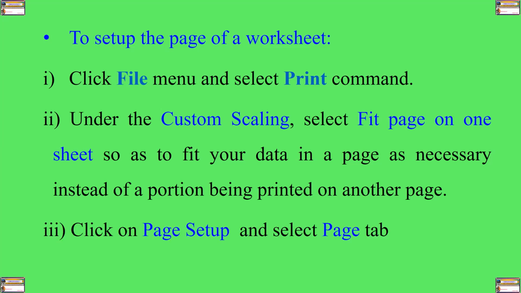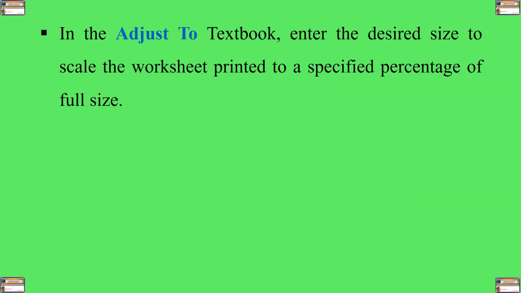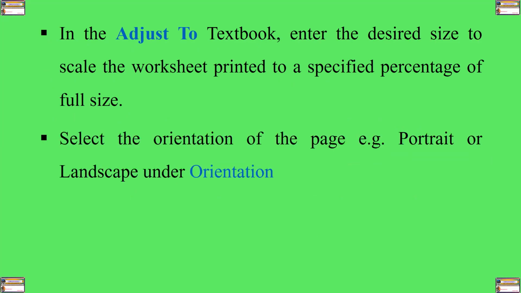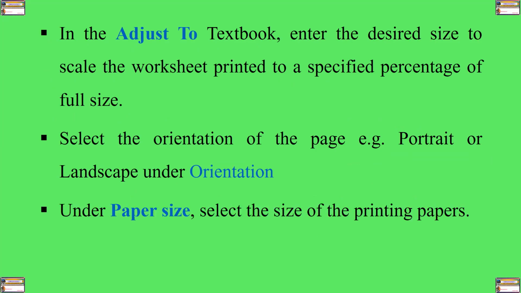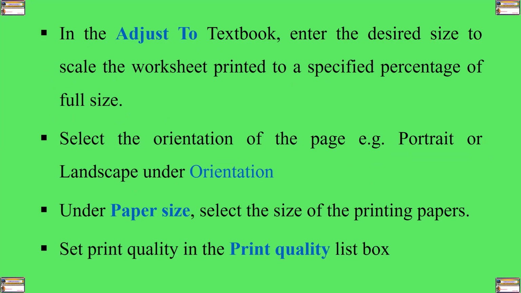Number 3, click on Page Setup and select Page tab. In the Adjust to checkbox, enter the desired size to scale the worksheet, printed to a specific percentage of the full size. Select the orientation of the page, for example, portrait or landscape. Under paper size, select the size of the printing papers that you want to use. Then, set print quality in the print quality list box.